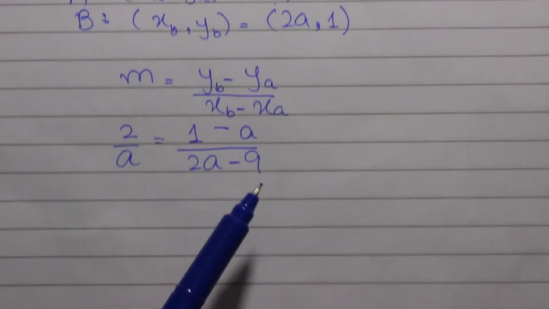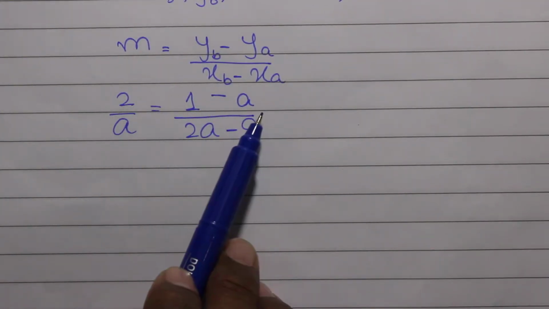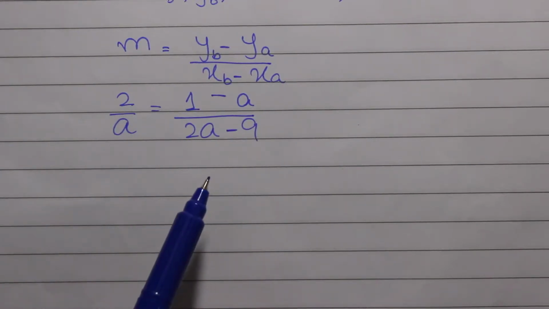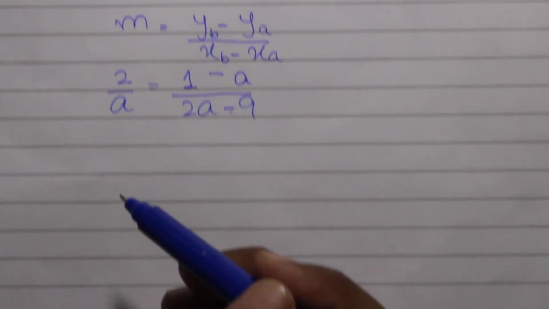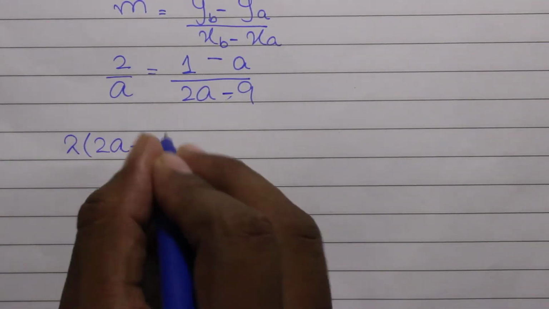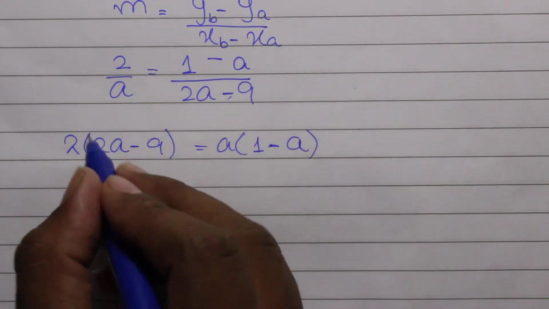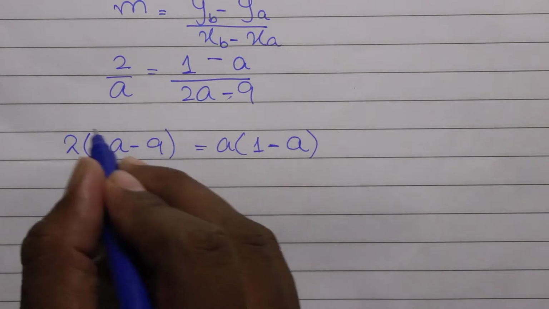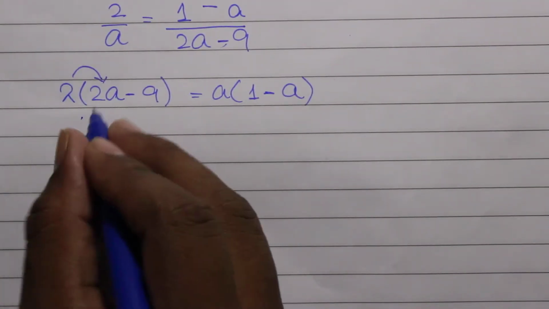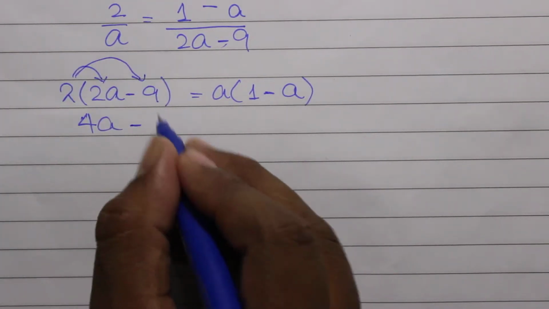Now as you can see, no one can easily solve this. 1 cannot be subtracted from a, 2a cannot be subtracted by 9, 2 and a cannot be divided with each other, so we do the cross multiplication here. So 2 will be multiplied with 2a minus 9, and a multiplied with 1 minus a. Now this 2 multiplies with this number as well as with this number. 2 multiplied by 2a, 2 twos are 4, it will give you 4a, and when we multiply this 2 with the 9, 2 nines are 18.